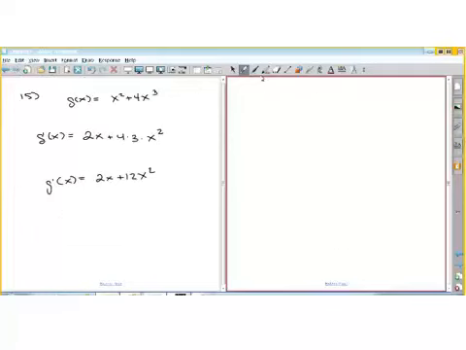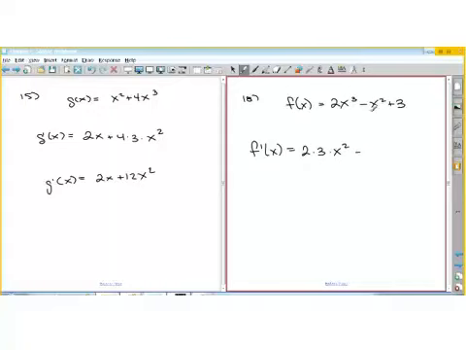Okay, let's do one more in this section. Number 18. It's a polynomial made up of 3 terms, and we do each one separately. So the derivative of the function. We take 2 times the derivative of x cubed, which is 3x squared, minus the derivative of x squared, which is 2 times x to the 1 power. And you don't need to carry it. If you understand it, you don't need to carry the 1 power.